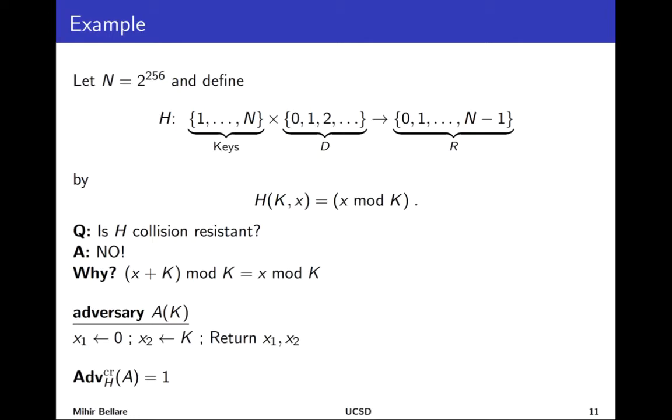One simple reason is that adding k into an input doesn't change the output. k mod k is 0, so x plus k mod k is the same as x mod k. In other words, the output of the hash function on input k and x is the same as on input k and x plus k, the addition here being performed over the integers.